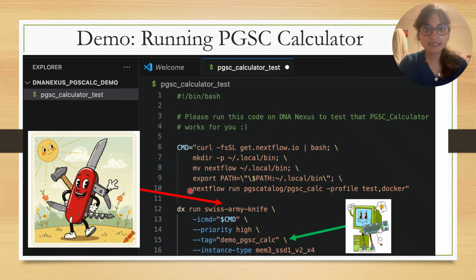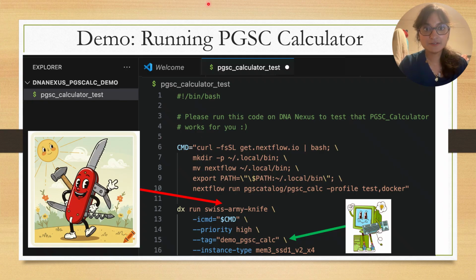And then this last line, nextflow run pgscatalog/pgsc_calc, this is the function, with -profile test,docker. It runs the PGSC calculator workflow from the PGS catalog GitHub repository. It uses the test profile, which is a small dataset, and it uses a Docker profile so that it runs in a containerized environment. So that's what this command is doing, in short.